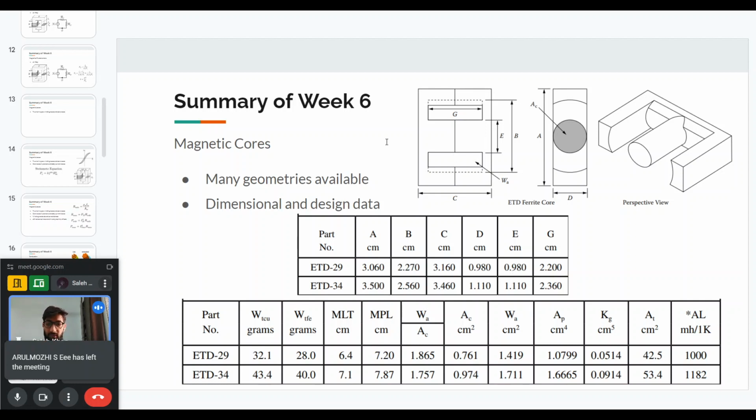But sometimes these design data is also given by the manufacturer. At least the magnetic path length as well as the core cross-sectional area. These two are usually given by the manufacturer.